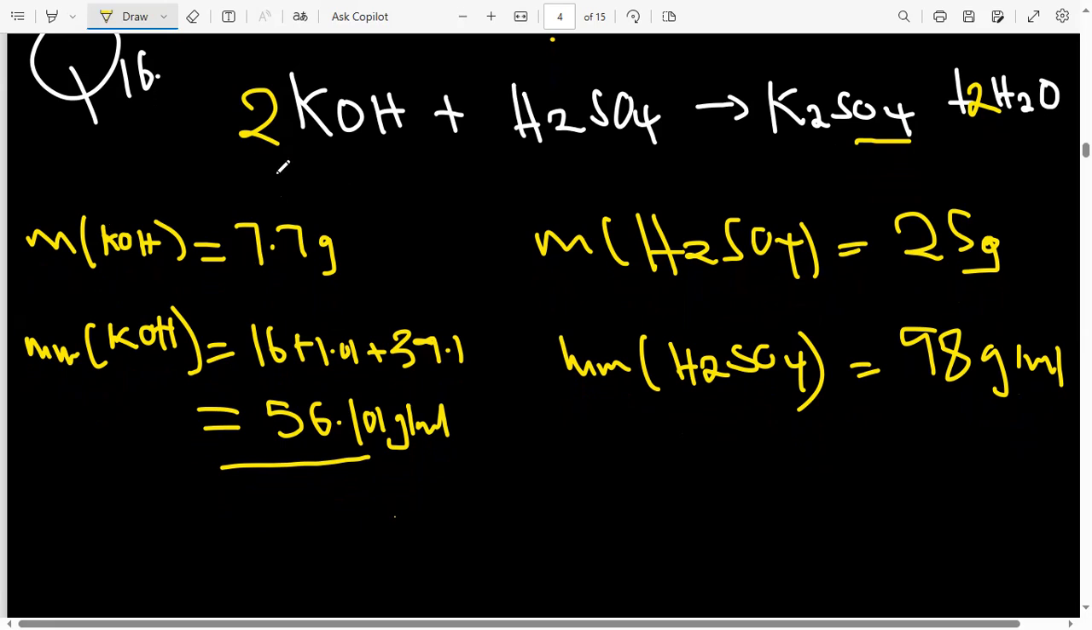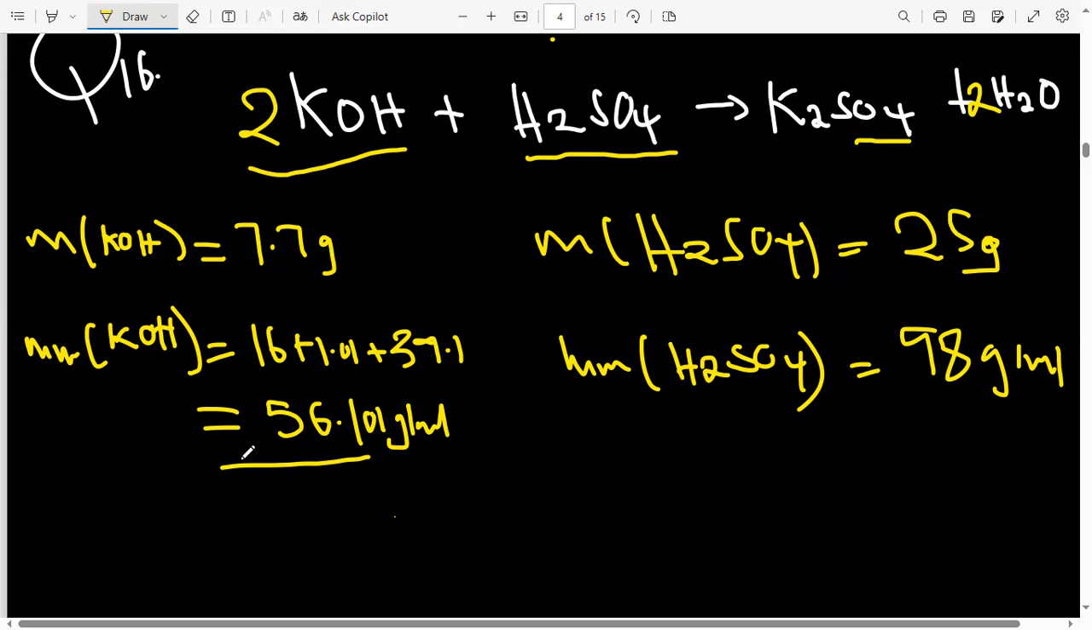We first have to calculate the moles of this guy, and then we also calculate the moles of this guy. According to the balanced equation, we know that 2 moles of potassium hydroxide needs 1 mole of sulfuric acid. So we'll compare those ratios to the moles that we are going to find, and then we'll be able to determine the limiting reagent. So let's calculate the moles of this guy.